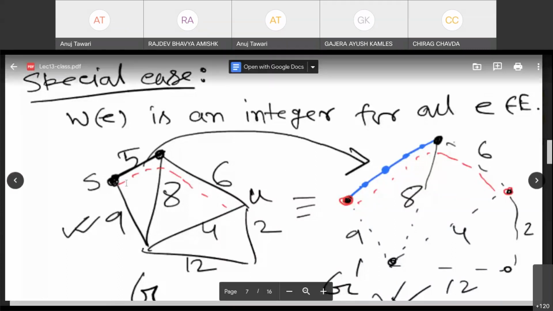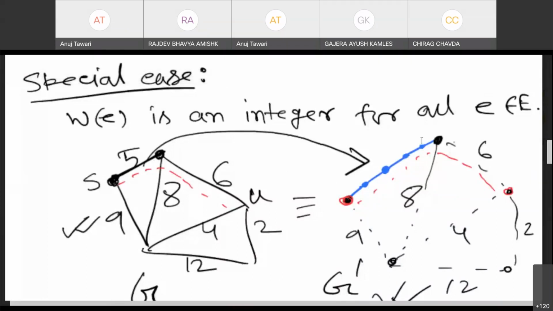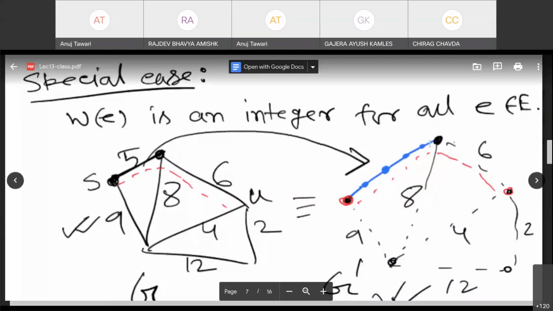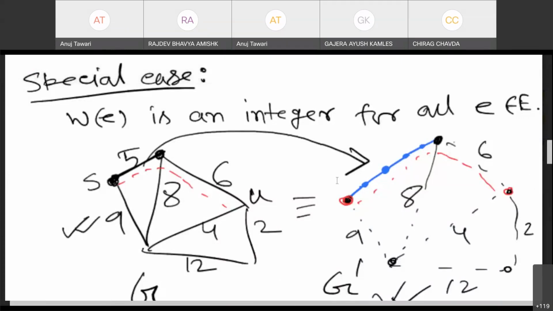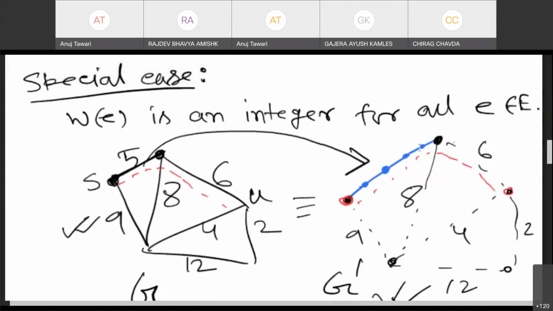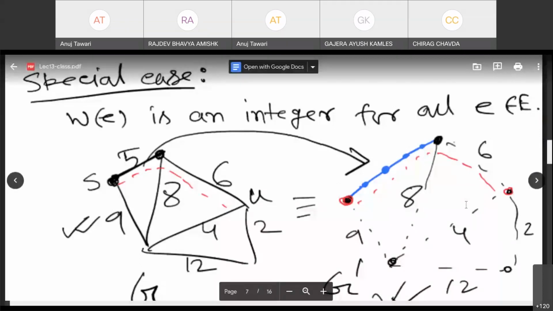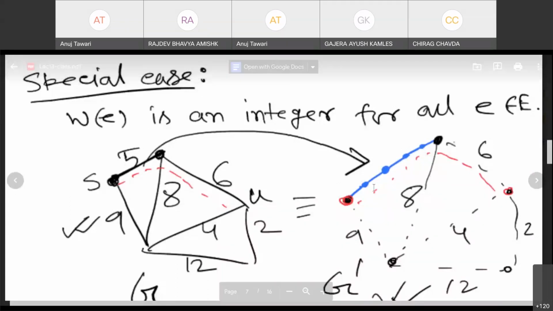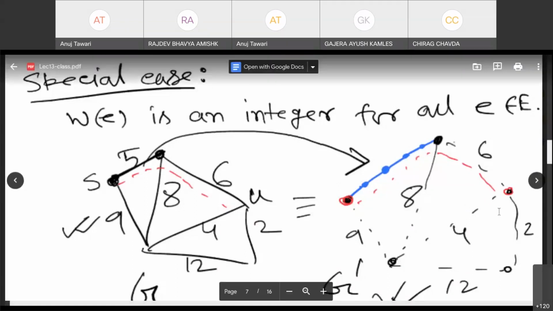So what you can do is, if this edge weight is 5, you bring in 4 dummy vertices, and each of them is of length 1. This way you can reduce it to a slightly larger graph, but all of them will have edge weight 1. Now you just find the shortest path using DFS, and you can easily do that in this particular graph because all the edge weights are 1, and it's fairly easy.